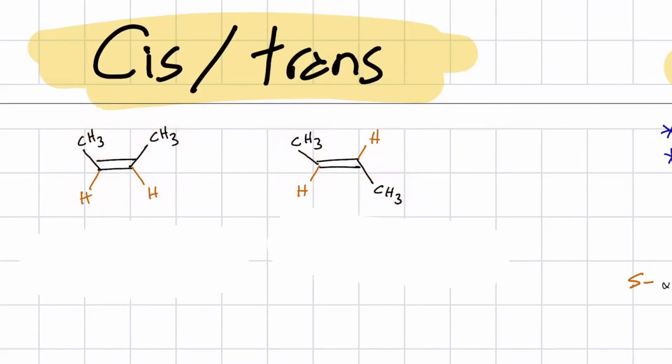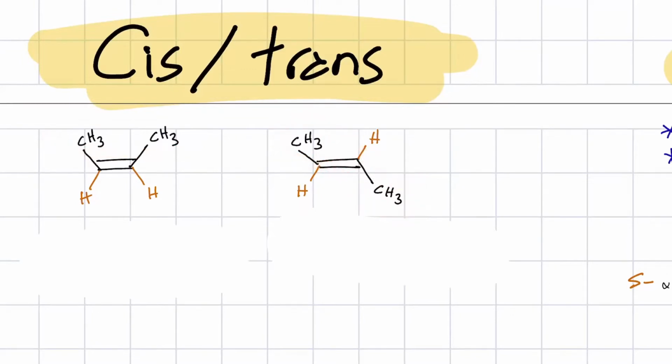So the same type of connectivity, right? The same atoms, the same elements, are in these compounds. However, the only thing that differs is the 3D spatial arrangement. You see how in this case, the CH3s, the methyl groups, are on the same side, and in the other example, the methyl groups are on opposite sides, right?